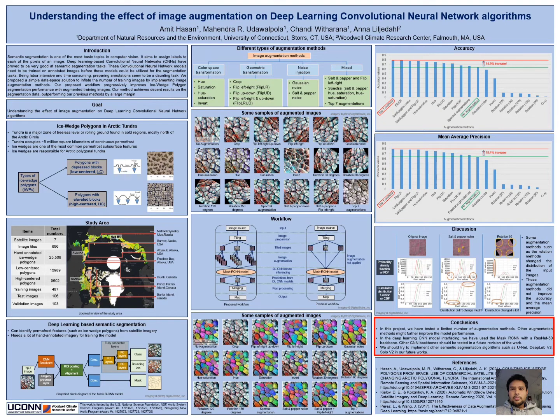We have found that augmentation methods can boost the accuracy and precision by a good margin. However, we have a lot more augmentation methods to be tried in our future works. Moreover, we should try changing the CNN backbone of the Mask RCNN model that we used. Perhaps we should try other deep learning CNN models such as UNet, DeepLab, SOLO in our future works.